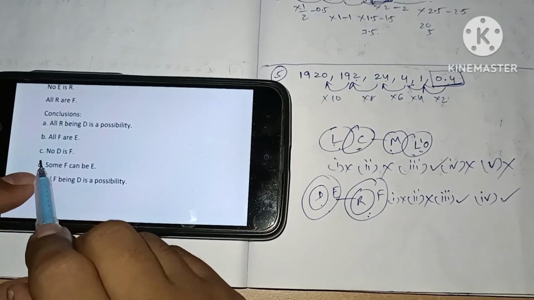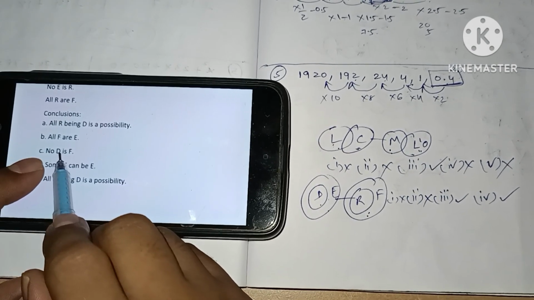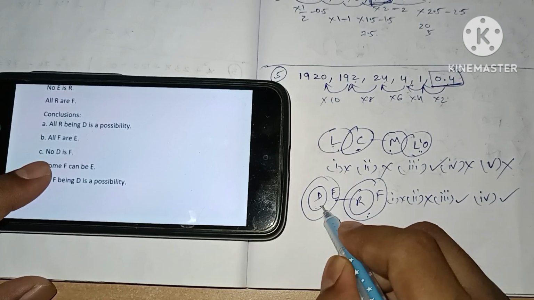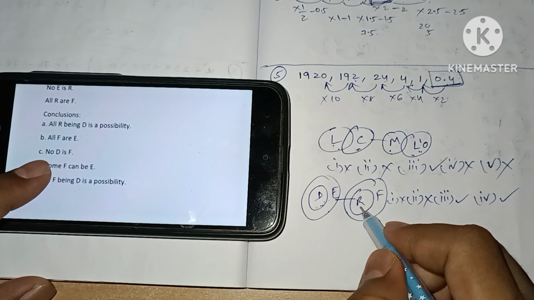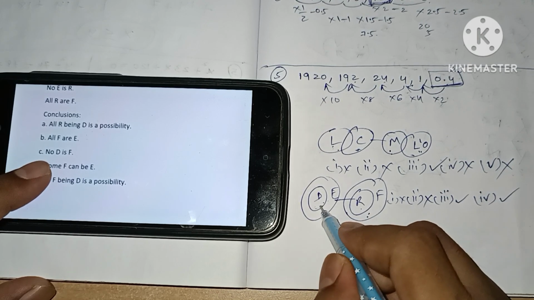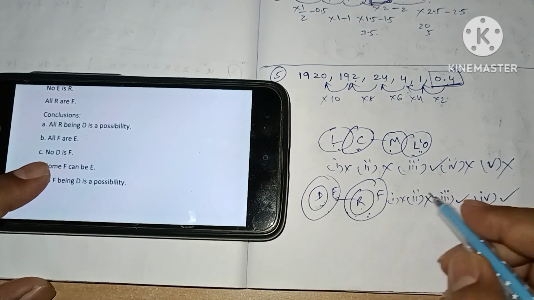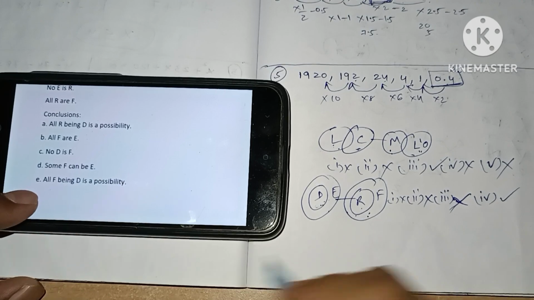Wait a second. No, third one, no D is F. Can some part of D share with F? Some part of D can share with F. It is possible. D does not share with R, but we can share some part of D with F. So some case is possible means the no case fails. So the third conclusion is false. Okay, fourth conclusion we have completed.